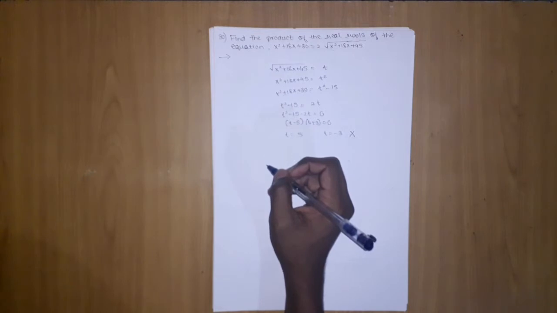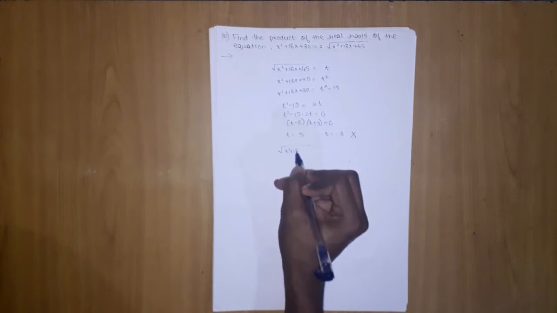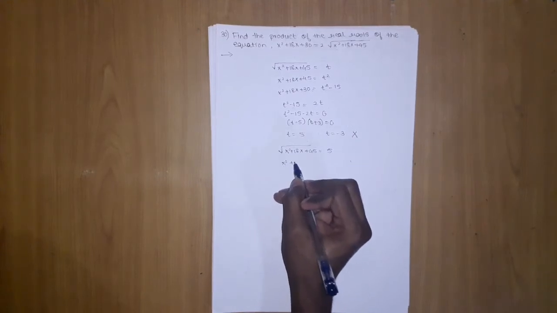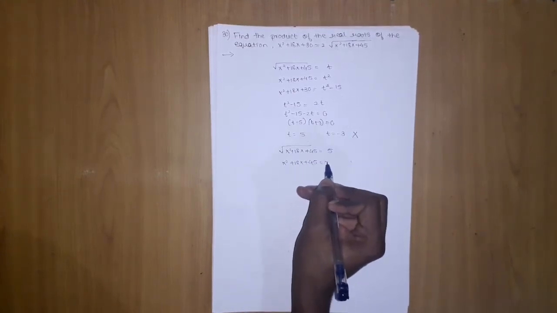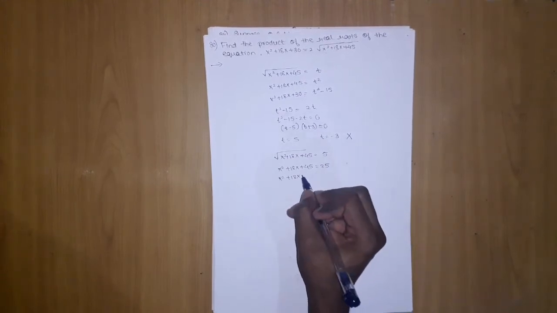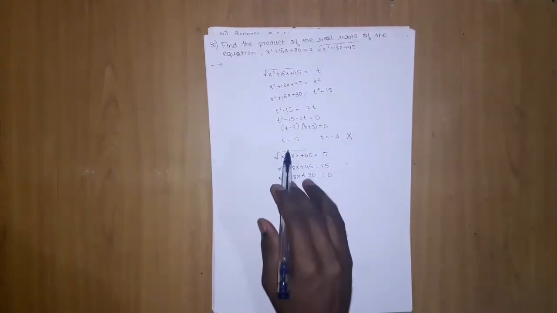So when we equate x square plus 18x plus 45 to 5, then square it, we will get x square plus 18x plus 45 equal to 25. Moving on further, if we subtract this, we will be left with x square plus 18x plus 20 equal to 0. Now we wanted the product of real roots, so this is the real root, t equals 5, and this will satisfy this, and this will give us real roots of this equation. So this is the equation which has real roots.